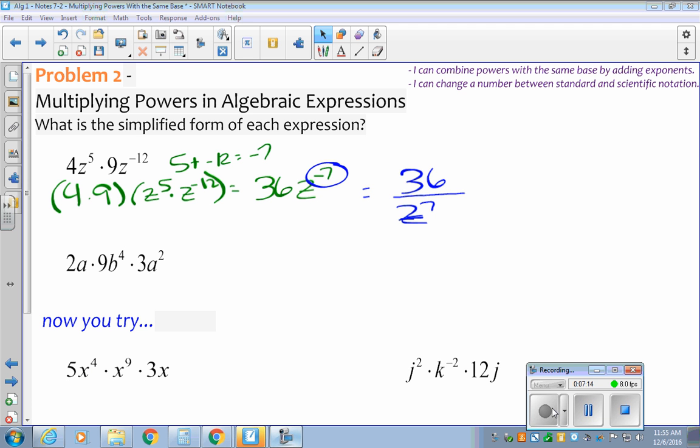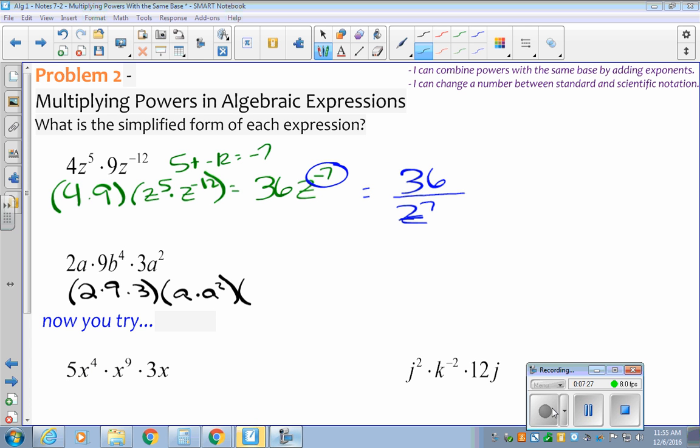Okay. So in this case, I have 3 different numbers, so we're going to group the numbers together. I have an a and an a squared, so we're grouping those together, and the b is going to hang out all solo, because he doesn't have any other b's to combine with. Sorry. So we're going to go ahead and do the multiplication. 2 times 9 is 18. 18 times 3 is 54. If you don't want to multiply 18, you can go 2 times 3 is 6. And 6 times 9 is 54.